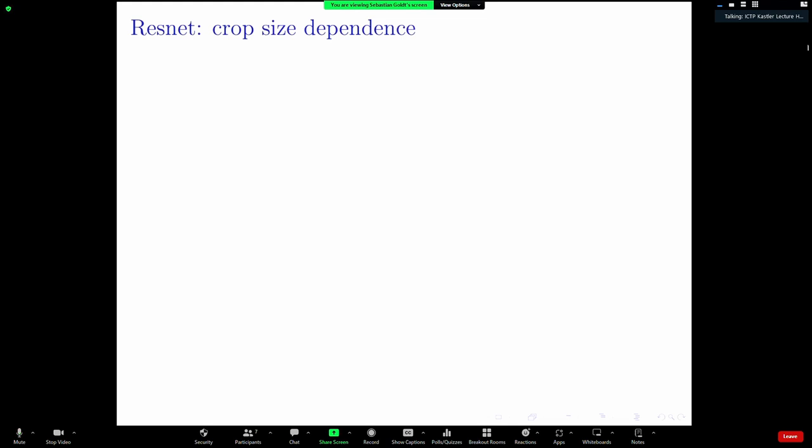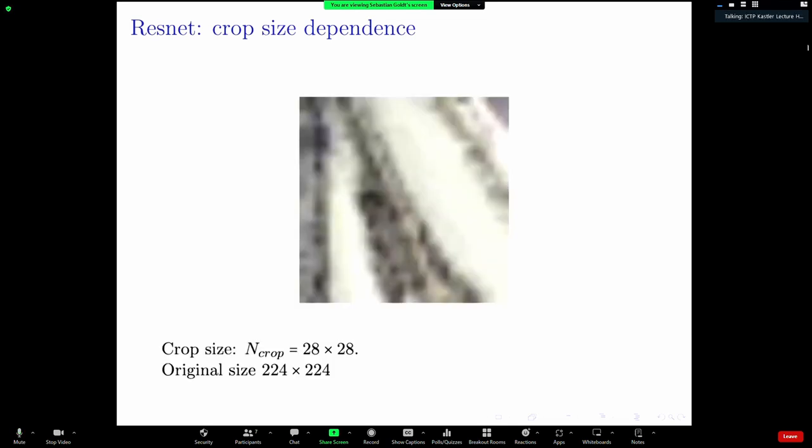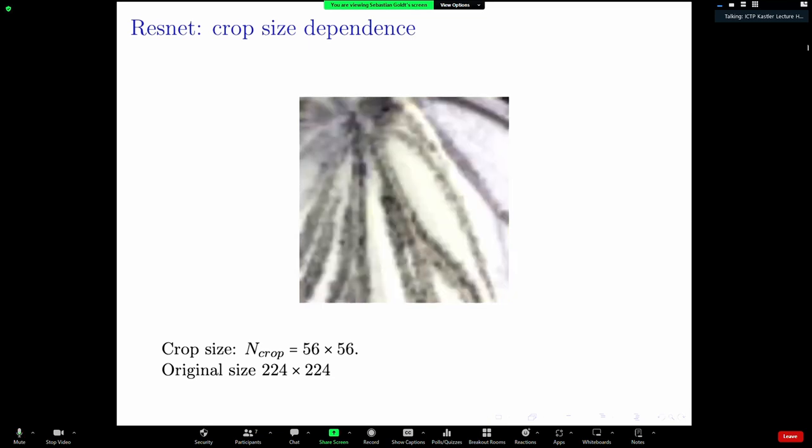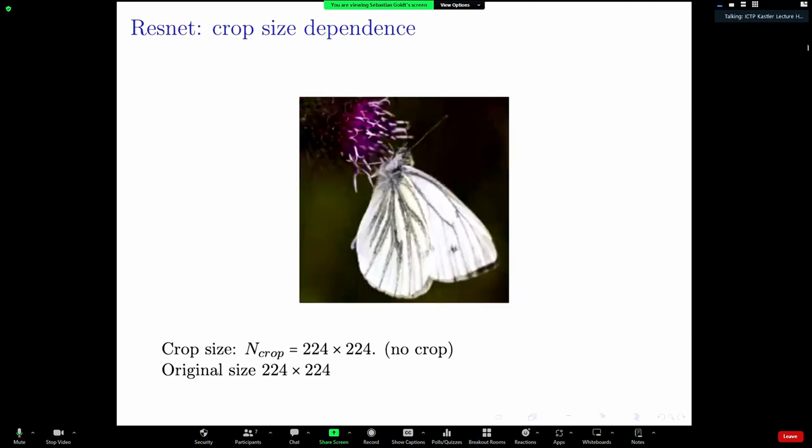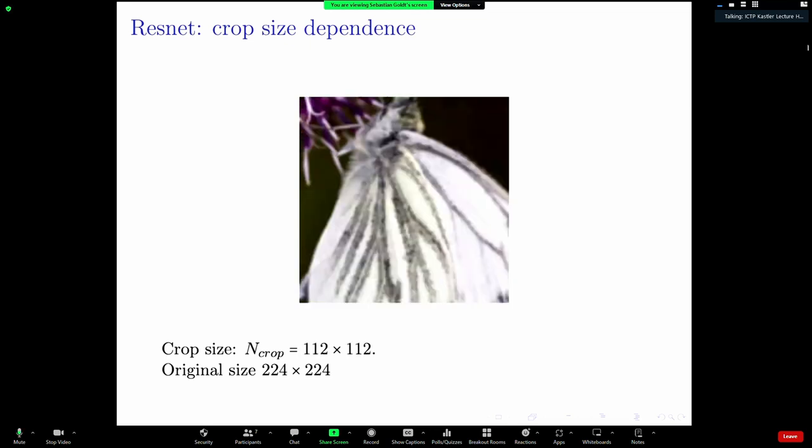Our experiment, playing again with size scalings, now inside the ResNet, is a crop size dependence experiment. I'll start by showing you this, and you should have absolutely no idea what I'm showing you, because this is a zoom of a real picture in ImageNet, but it's a little tiny crop enlarged, no? Then I can make the crop a bit bigger, and then maybe with low probability you could start guessing what on earth this is. And if I make the crop bigger, I say, okay, fine, it's a butterfly, or a piece of a butterfly. If I make the crop bigger, it's still a butterfly, but with some flower and some context.